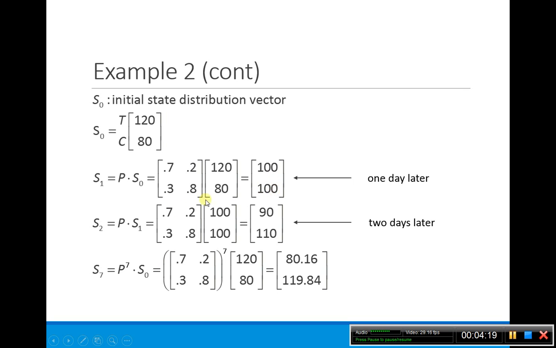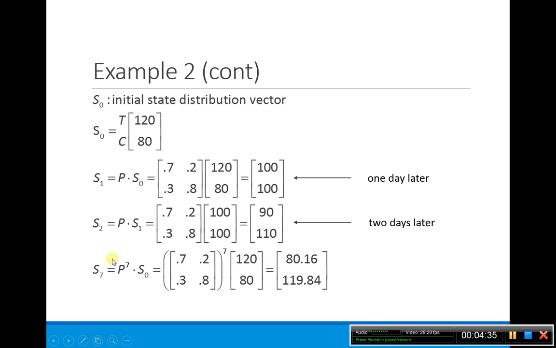So now for day 2, we do this again. We multiply our previous state by our probability transition matrix, or remember what we can also do is take P squared times S0. And again, we're going to get 90 and 110 2 days later.